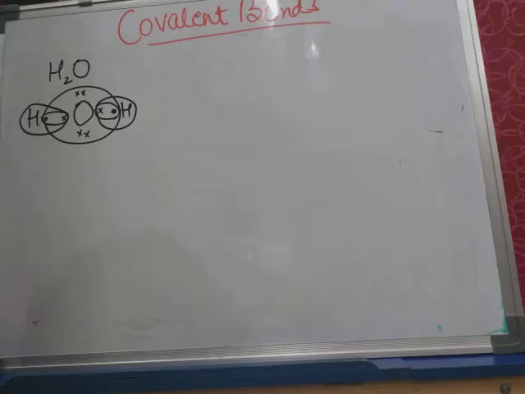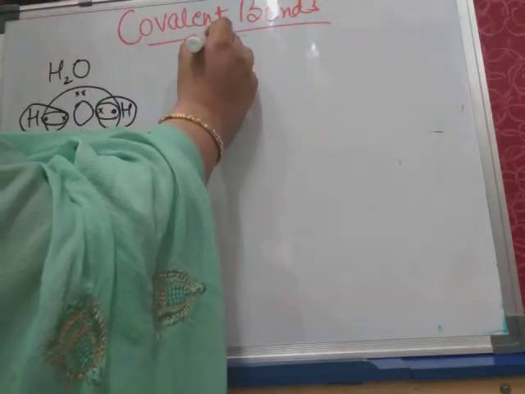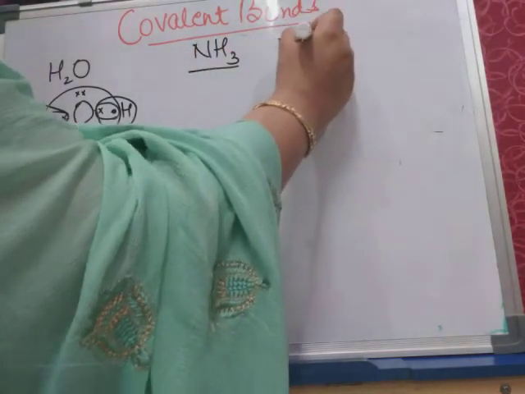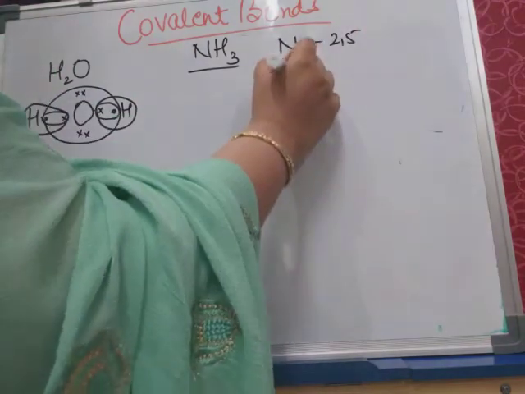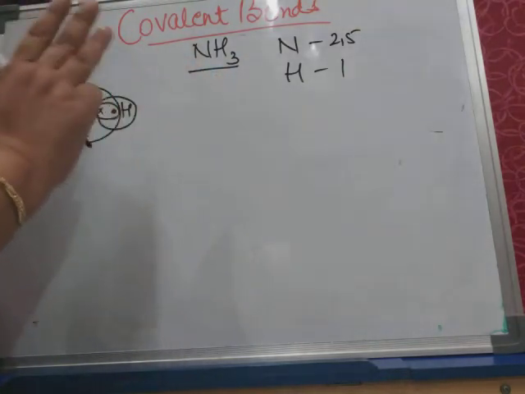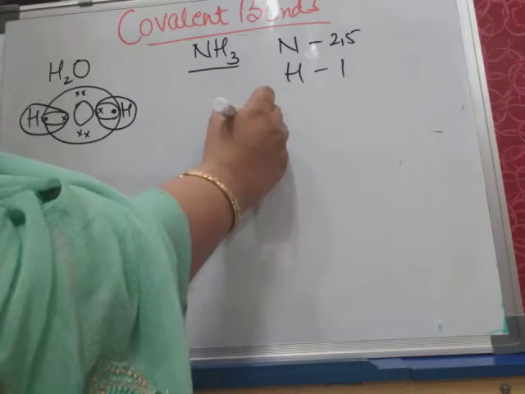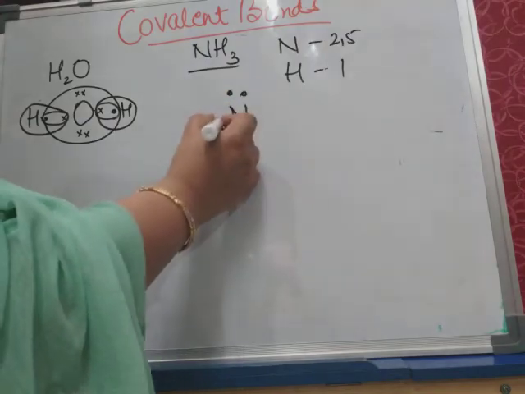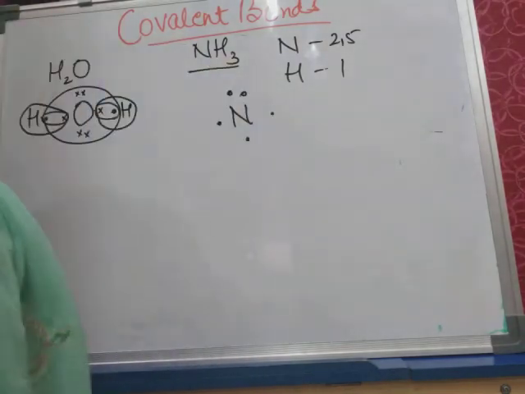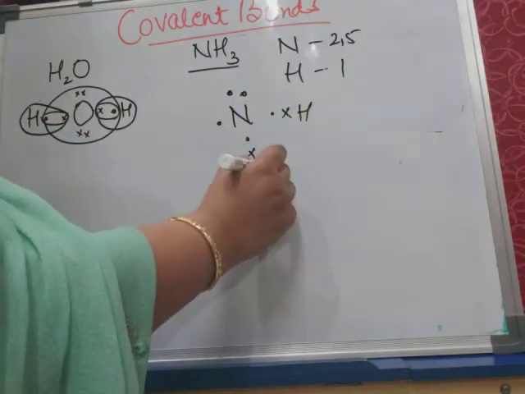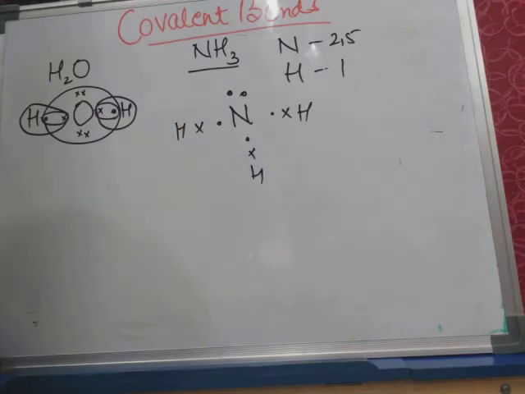Now another example we'll take is NH3, ammonia. Nitrogen has electronic configuration 2, 5, and hydrogen, we know, is 1. How many hydrogen atoms are present over here? 1 nitrogen and 3 hydrogen atoms. Nitrogen has how many valence electrons? 5: 1, 2, 3, 4, 5. And how many hydrogens are here? 1, 2, 3 hydrogens are present over here.